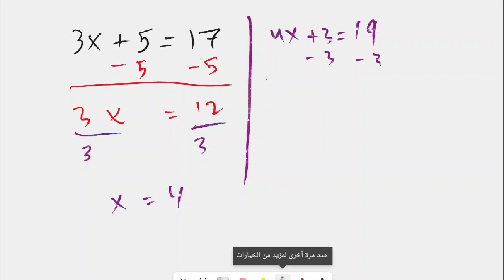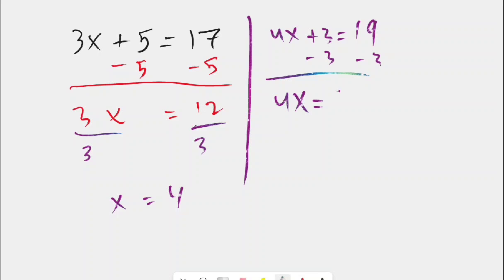3 and negative 3, they add up to 0. So we just have 4x on the left side, and on the right side, it's going to be 19 minus 3, which is 16. Next, to separate the 4 from the x, we need to divide both sides by 4. 4 divided by 4 is 1. 1x and x, you could just write it as x. On the right side, it's 16 divided by 4, which is 4. And so that's the answer for this problem. X is equal to 4.